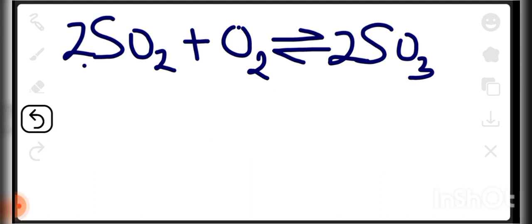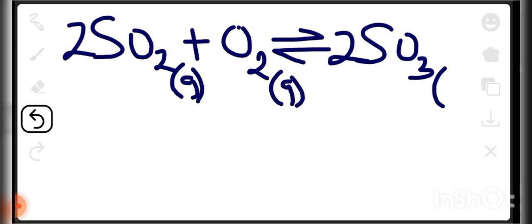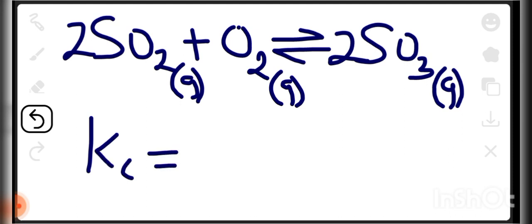The next thing is to check the nature of the reactive species. Now this is in the gaseous state. This is the gaseous state. This one is the gaseous state. So to write the equilibrium constant now, we just write Kc is equal to product.